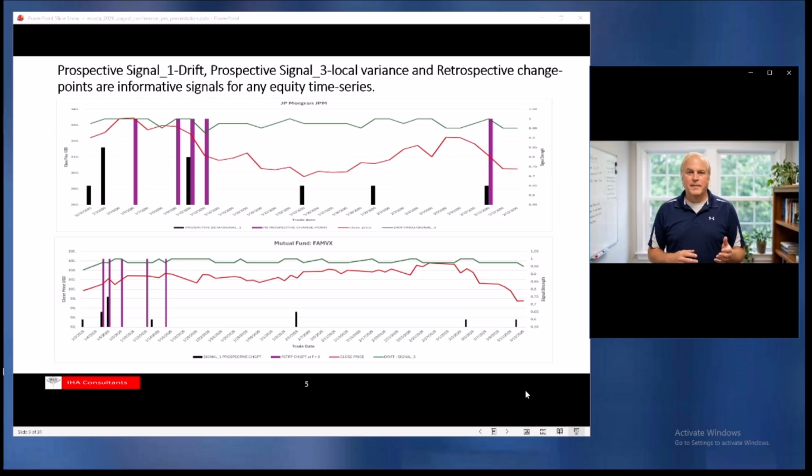Prospective signal 1, prospective signal 3 drift, and retrospective change points are informative signals for any equity time series. Pictured for stock JPM and mutual fund FAMVX are prospective signal 1, prospective signal 3 drift, and retrospective change points from January 2026 to mid-March 2026. As equity series up and down movement increases, we observe signals 1 and 3 displaying higher frequency and intensity with similar retrospective signal behavior. A constant level time series produces no prospective nor retrospective signals.